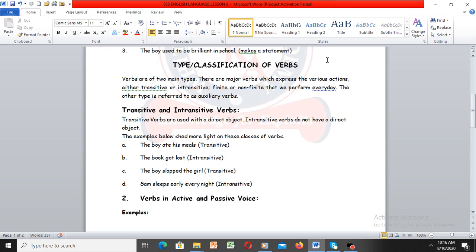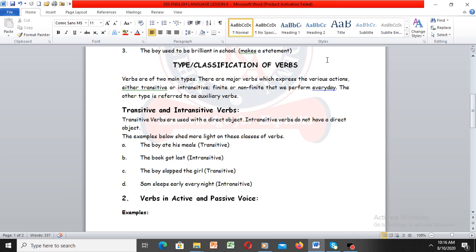The boy ate his meals. Transitive. Why is it transitive? It has a direct object. And the direct object here is what? His meals. The meal there is a direct object.